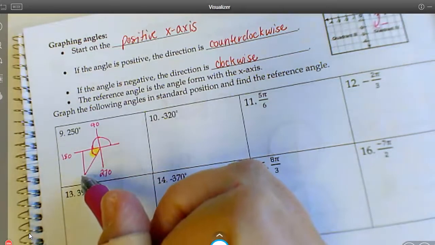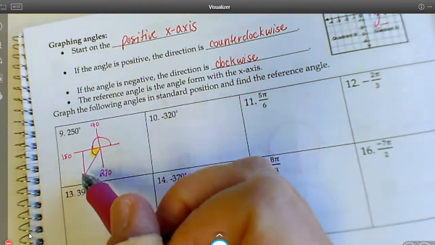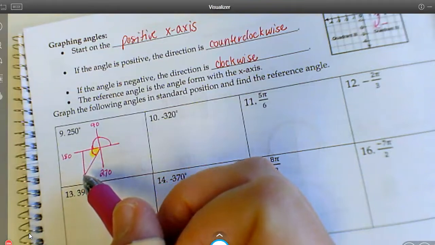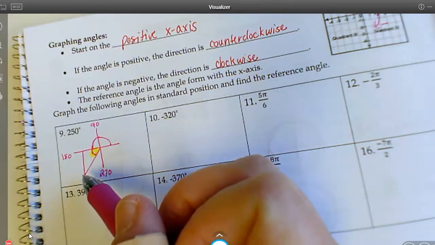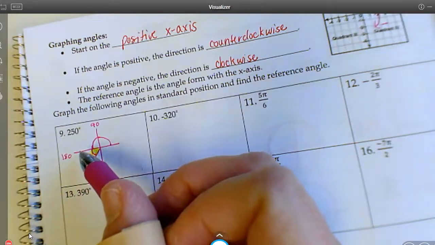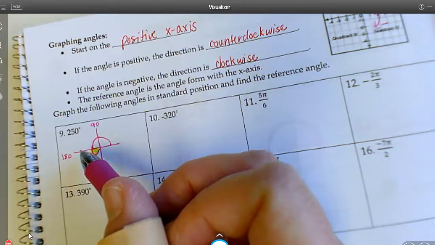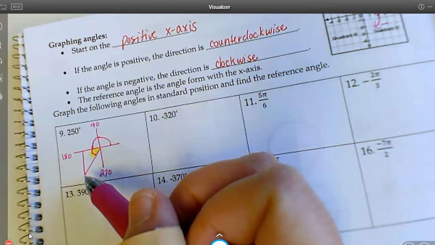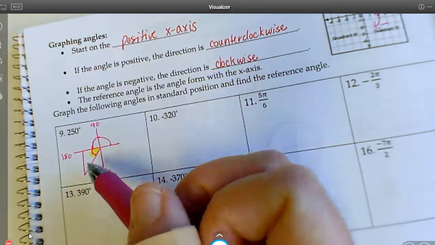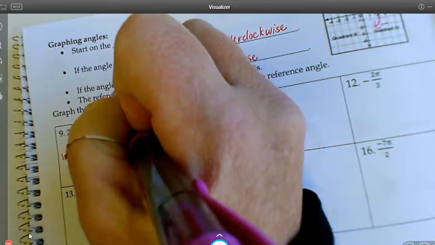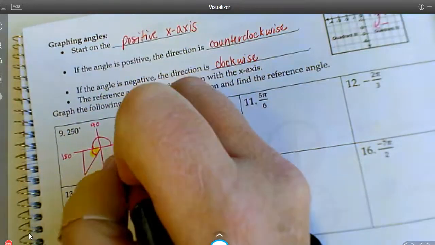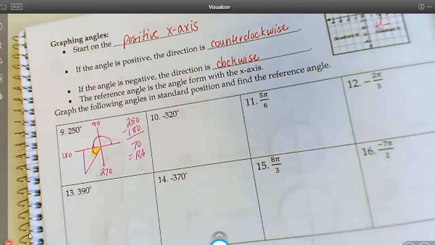If you think about where you are and where you came from, usually you just subtract those two things. So I'm going to take 250 and I'm going to subtract 180. Or think about how much more than 180 did I need to go to get to 250. Okay? So 250 minus 180 is 70, and then 70 is my reference angle. Questions about number 9?